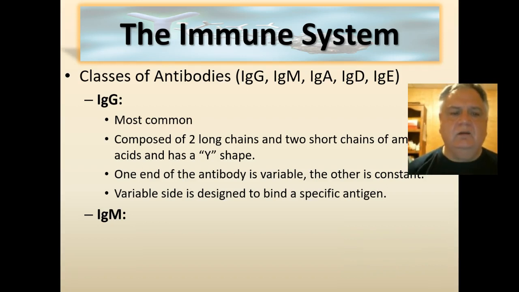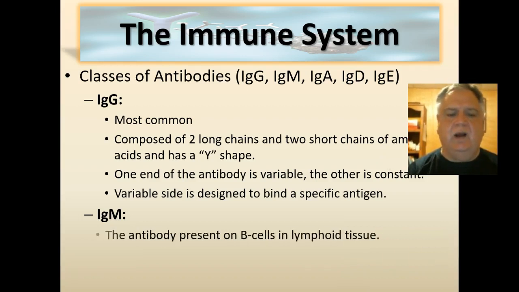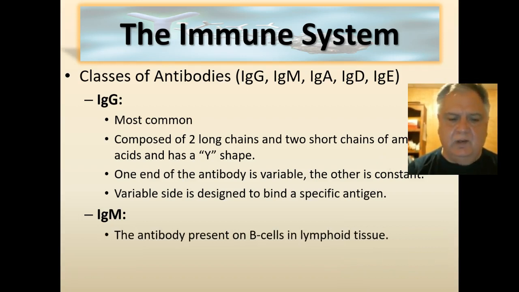Okay, our second class of antibody that we'll take a look at are the IgM antibodies. These antibodies are present on B cells in lymphoid tissue. So, when we were taking a look at that explanation video of the B cells, those antibodies that were sticking up off the surface of the B cells are actually IgM antibodies.